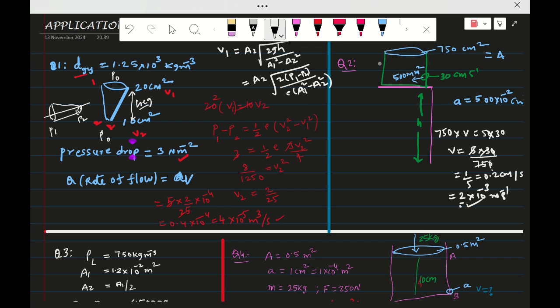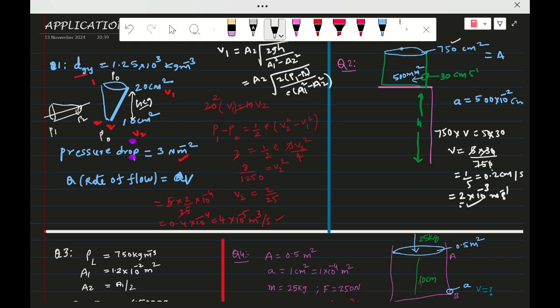So here there is one tank with areas of 750 centimeter square and 500 millimeter square. The hole is there at the bottom of this tank, at the extreme bottom of the tank. The tank is at a height H from the ground. This is a building, and on the building there is a tank.